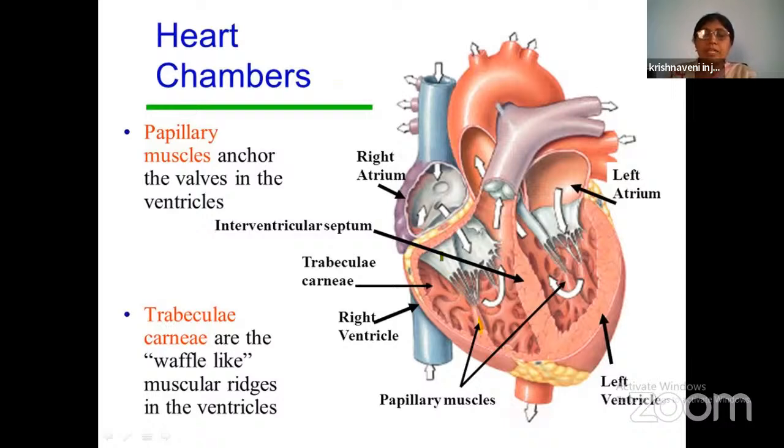Papillary muscles, and they are the chordae tendineae. Next, trabeculae. See here, you can see trabeculae carneae. The shape is trabeculae shape. That's why we call them trabeculae carneae. This is actually the wall of a heart.